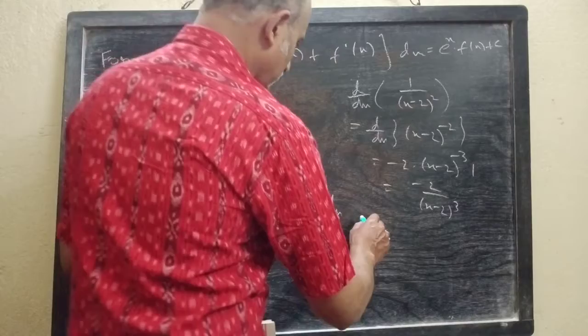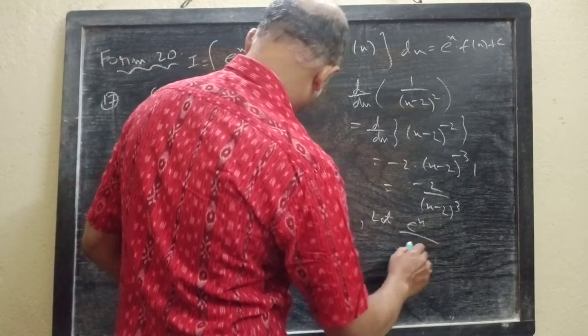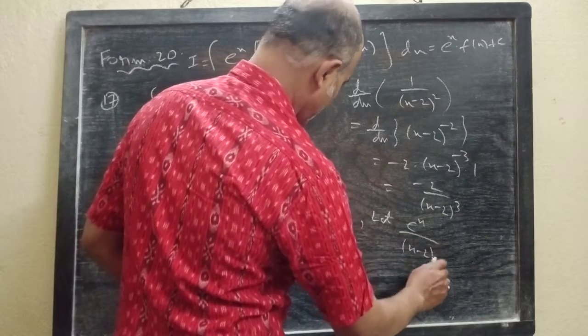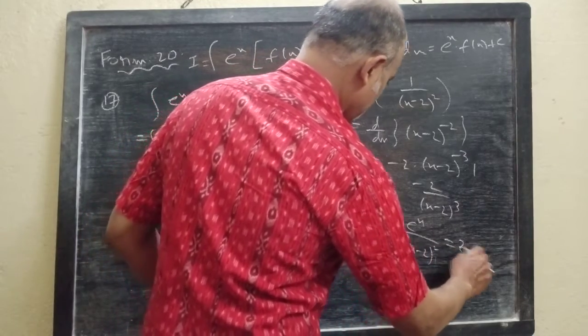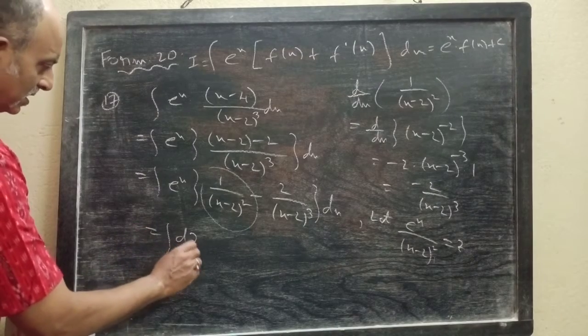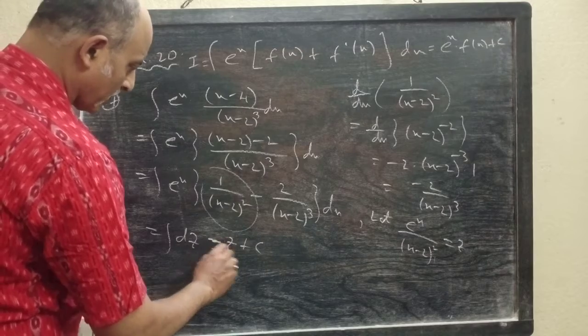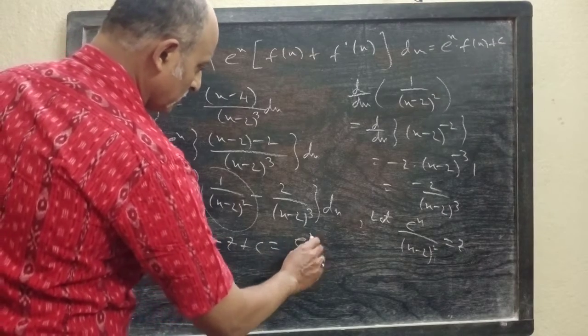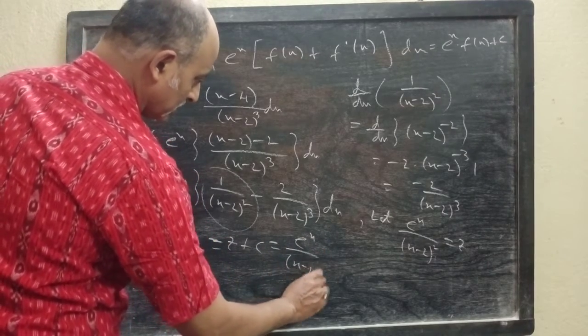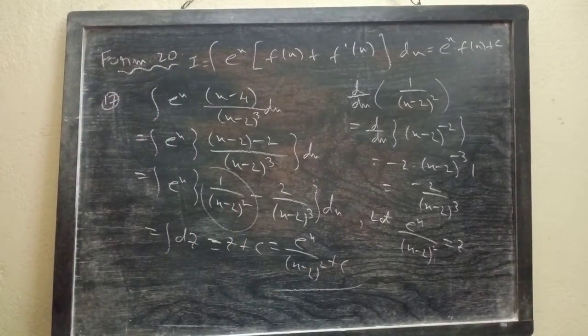So your substitution will be, let e to the power x by (x minus 2) whole square as z, do differential. Here you will get integration dz. This results to z plus c. This results to e to the power x by (x minus 2) whole square plus c. This is your answer.